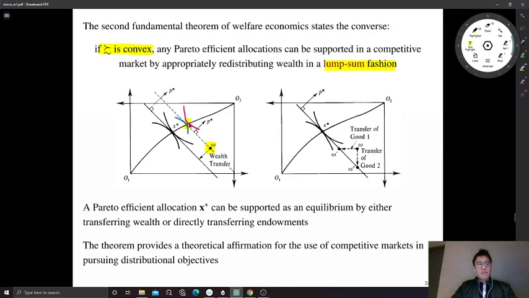But from the government's perspective, this allocation is not ideal, since consumer A consumes way more than consumer B. So the government may want to achieve another efficient allocation in the middle of the box, like X star. And the question is, can it be done by a competitive market? The answer is yes. And how?